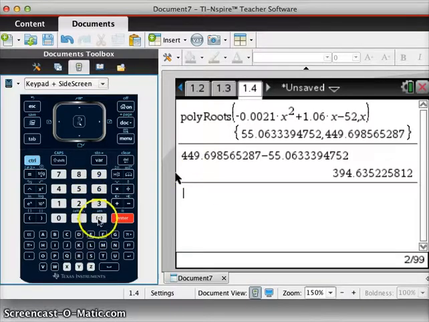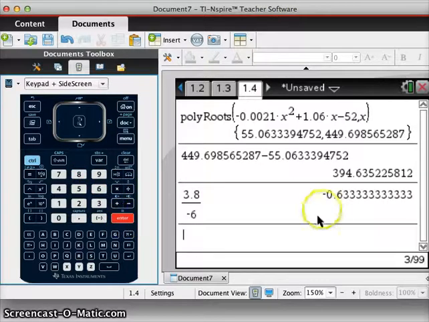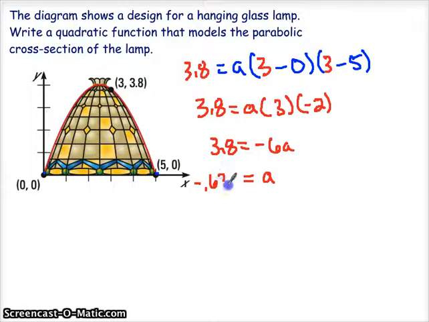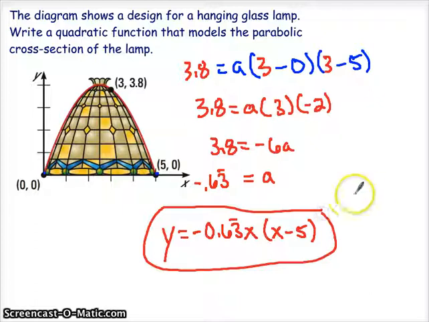So let's go ahead and pop that in here. 3.8 divided by negative 6. Press enter, and we get negative 0.633 repeating. So negative 0.63 repeating here. And if we want to write out our model then, y would be equal to negative 0.63 repeating. And I'm okay with that, by the way, because a negative a value means our parabola opens down, which is exactly what our picture looks like. Times x, and actually we don't even need to say minus 0, so let's go ahead and just take out that set of parentheses there. But the second set of parentheses is x minus 5. And we have a good model then of our figure.